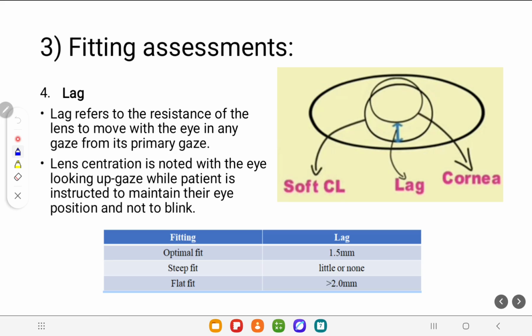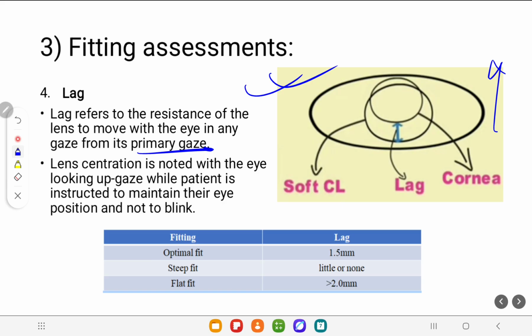Lag refers to the resistance of lens movement with the eye when the gaze moves from the primary position. From primary, if your eyes move towards up gaze, the contact lens remains in the primary gaze. For example, the contact lens does not move with your eyes. That's lag. Lens centration is noted with the eye looking up while the patient is instructed to move. In this picture, can you see? The patient looks at primary gaze, then moves the eye up, but the contact lens remains at the same place. The contact lens does not move with the eye.